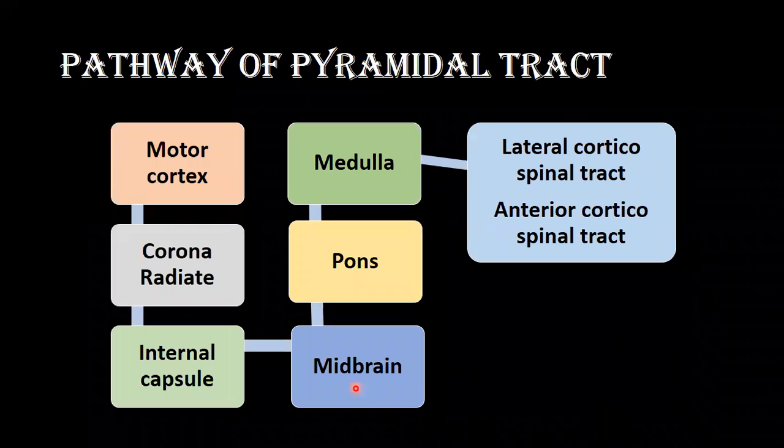So this is the complete picture which I've mentioned. First, the fibers come from the motor cortex, that is from the cerebral part, the brain part, then go to the corona radiata, then the internal capsule, then the midbrain, then the pons and medulla. After that, 80% cross as the lateral corticospinal tract, and the fibers which do not, that is 20%, are known as the anterior corticospinal tract. So this you need to remember by heart.